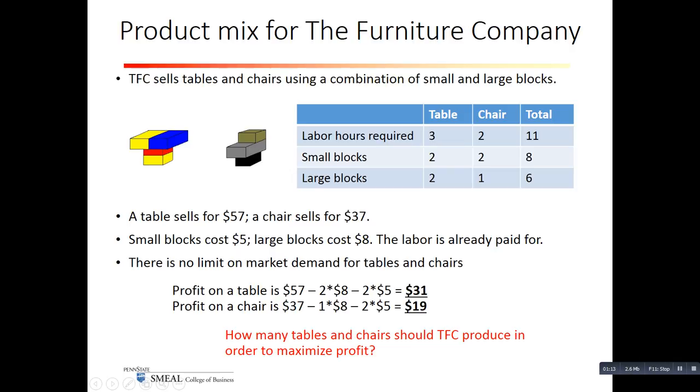And you also need labor to assemble the material together. This is the labor requirement, and this is the total amount of labor you have. For each unit of table you sell, you can earn $57, and you also have to pay for the cost for raw material. So then you get these 31 as your net profit of selling one table. Similarly, you can get a net profit of selling one chair. Then the problem is how many tables and how many chairs you produce to maximize the profit.